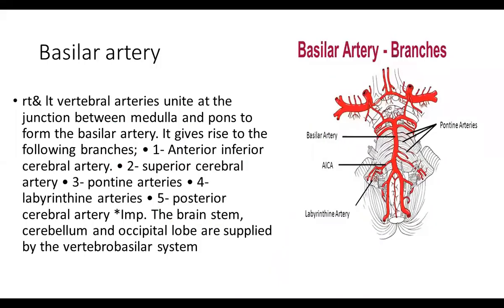The basilar artery: the right and left vertebral arteries unite at the junction between the medulla and pons to form the basilar artery. It gives rise to the following branches: anterior inferior cerebellar artery, superior cerebellar artery, pontine artery, labyrinthine artery, and posterior cerebral artery. The brainstem, cerebellum and occipital lobe are supplied by the vertebrobasilar arteries.